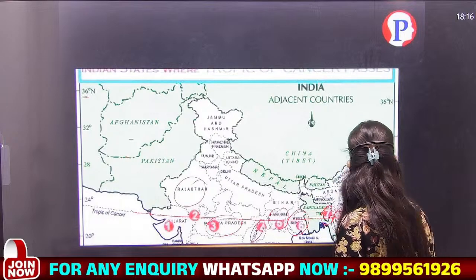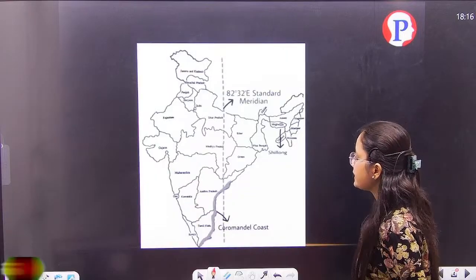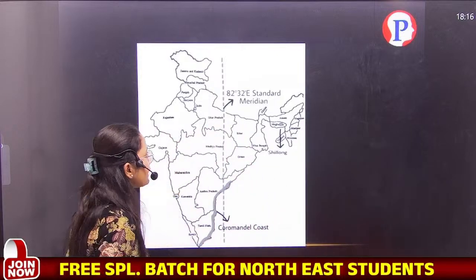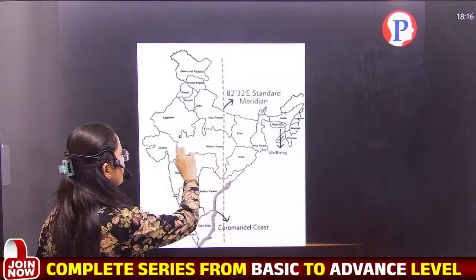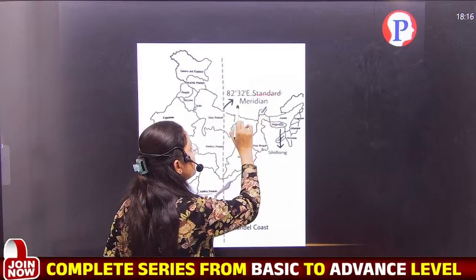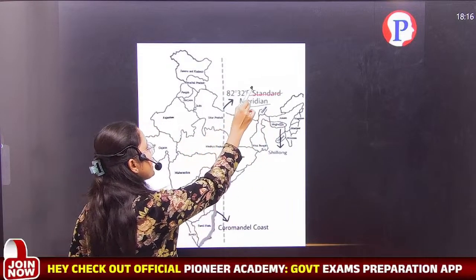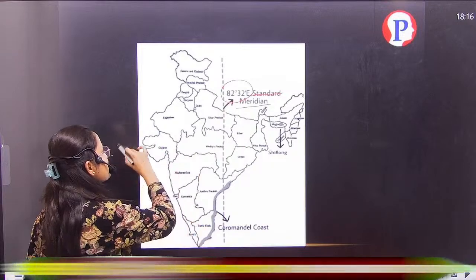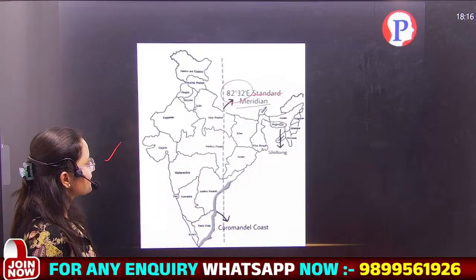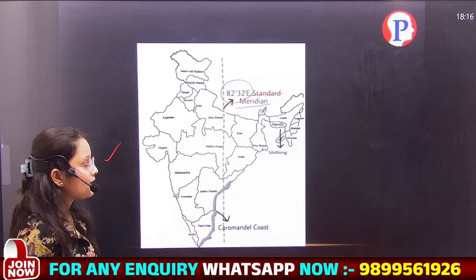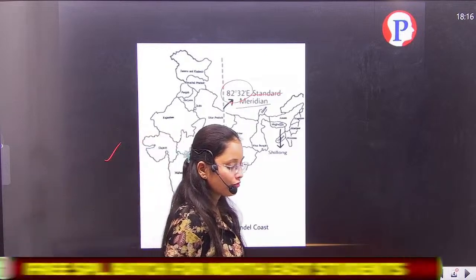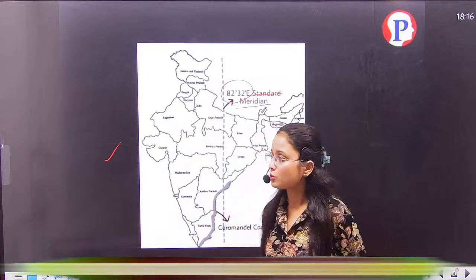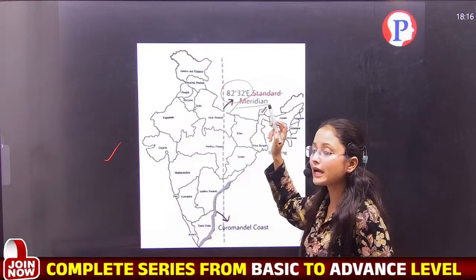Now we are going to talk about the standard meridian line. Okay, the meridian line. Look here, if you can see, this is your standard meridian line. So this line is the standard meridian line. According to this line, we determine the time of India. So this line determines the time of India.